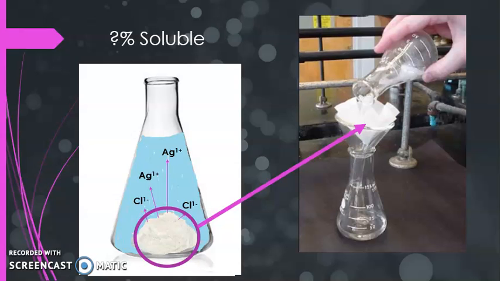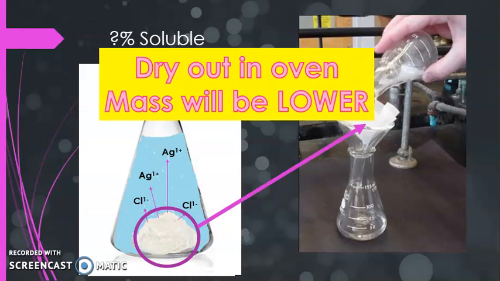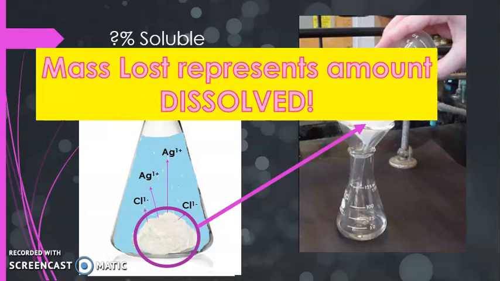As long as I've gone through with good practice and measured the mass of the filter paper before I did the filtration, I could allow the material to dry out in the oven and then get the mass afterwards. The mass of the precipitate should be lower than what I put into the flask, because remember, some of it dissolved. So this lost mass represents the amount that has dissolved in that solution.